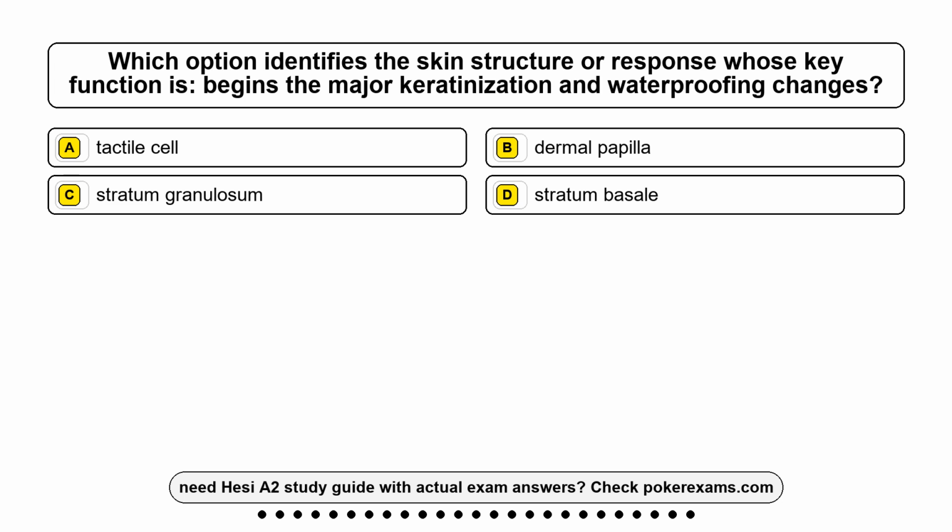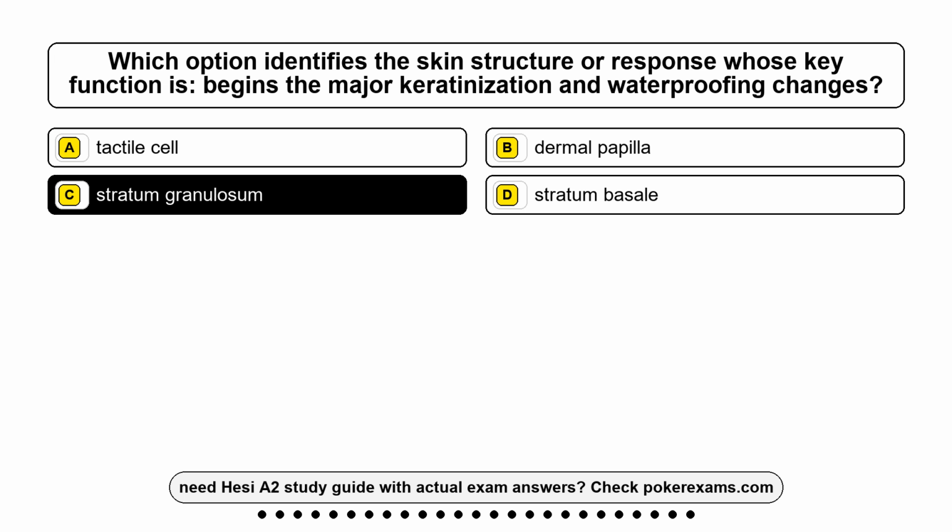Question 8. Which option identifies the skin structure or response whose key function begins the major keratinization and waterproofing changes? Option A, tactile cell. Option B, dermal papilla. Option C, stratum granulosum. Option D, stratum basale. The correct answer is option C, stratum granulosum.